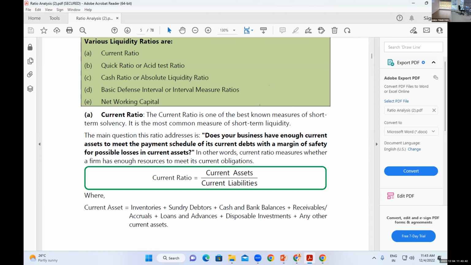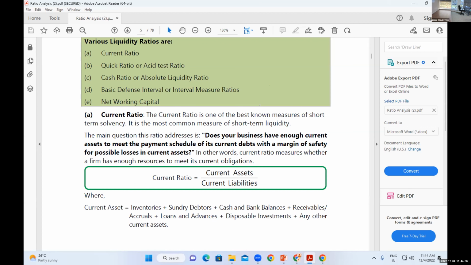Examples of current assets are, look at this: inventories, sundry debtors, cash and bank balance, receivables, loans and advances given by our company to outsiders in the short term, disposable investments, and any other current assets. These are all called current assets. Where will you find this value?